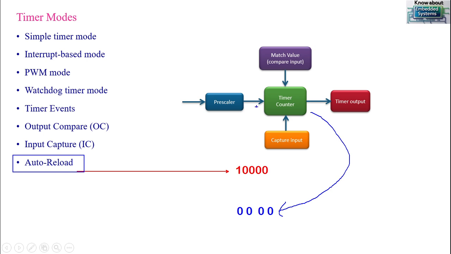Whenever the timer completes its upper limit, it is supposed to go back to 0, but in auto reload mode we can define a different behavior. In this auto reload mode, it is going to take you to a predefined value. It will auto reload to a different predefined value. That is called auto reload.